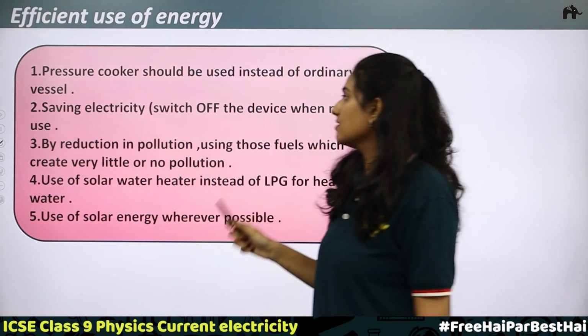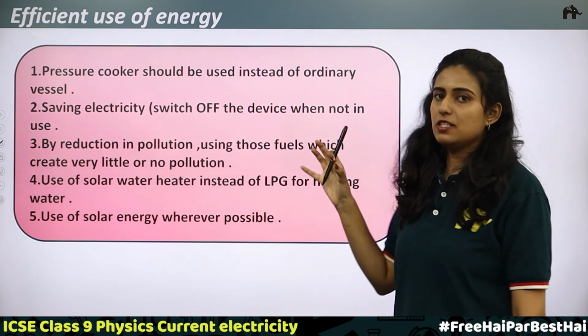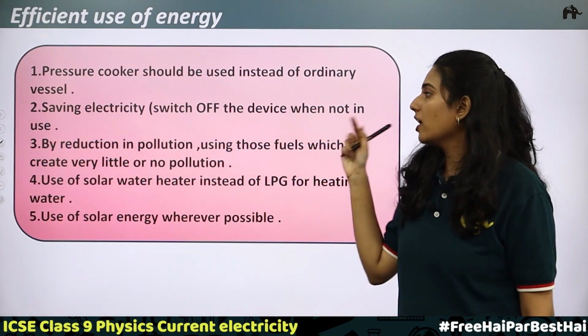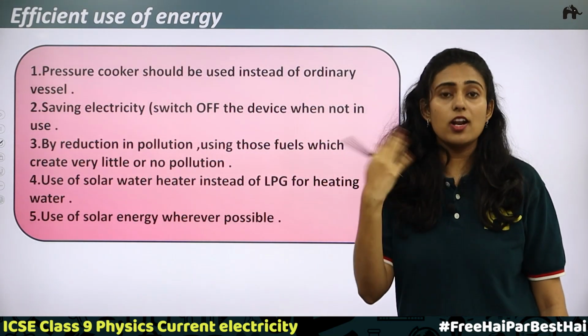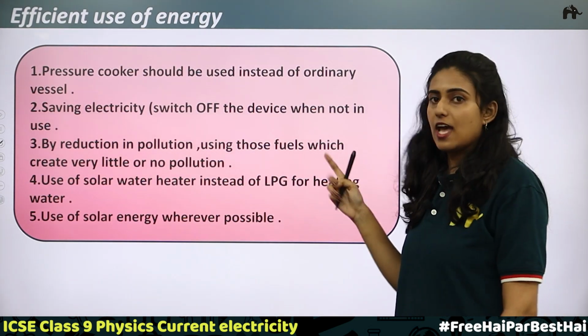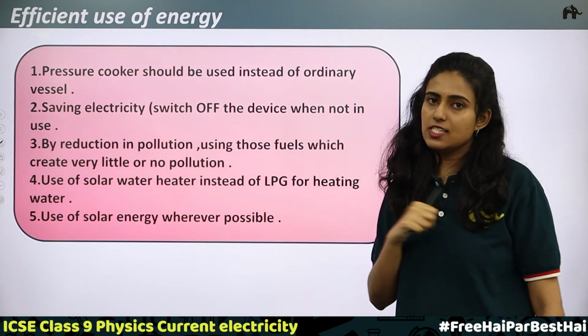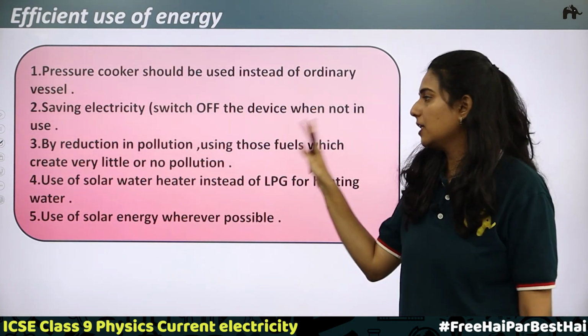Second one is saving electricity. Switch off the device when not in use. For example, you are sitting in one room and in all other rooms the light is on. In that case, you should go and switch it off as early as possible. So you can save energy there because you can prevent the wastage of energy. If you are not using it, keep it off.